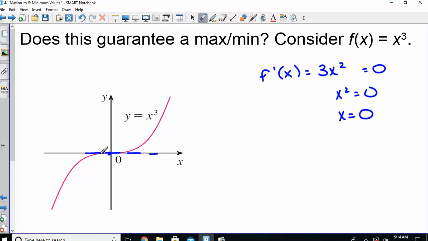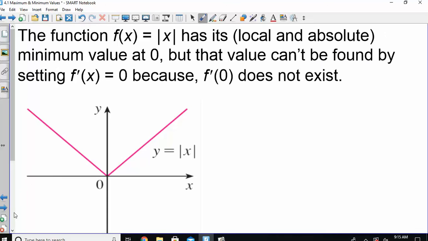It is also possible for these maximums and minimums to happen when the derivative doesn't exist. Think about absolute value. We talked about when we did derivatives that it doesn't exist at sharp corners because there's not a unique tangent line there. I think we would all agree that this point is the minimum on our graph. But what happens is the derivative at 0 doesn't exist.